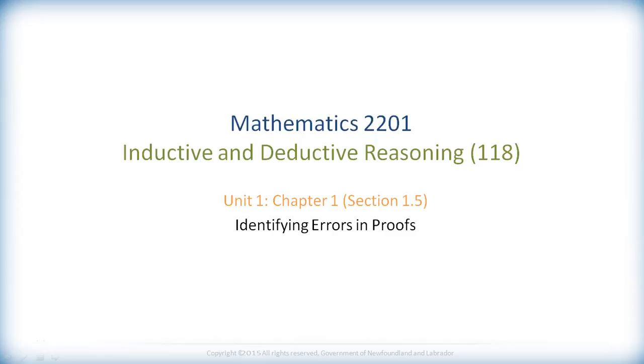Okay, folks, installment number 118. Wow, we've been around for a long time. So installment number 118 is about identifying errors in proofs.